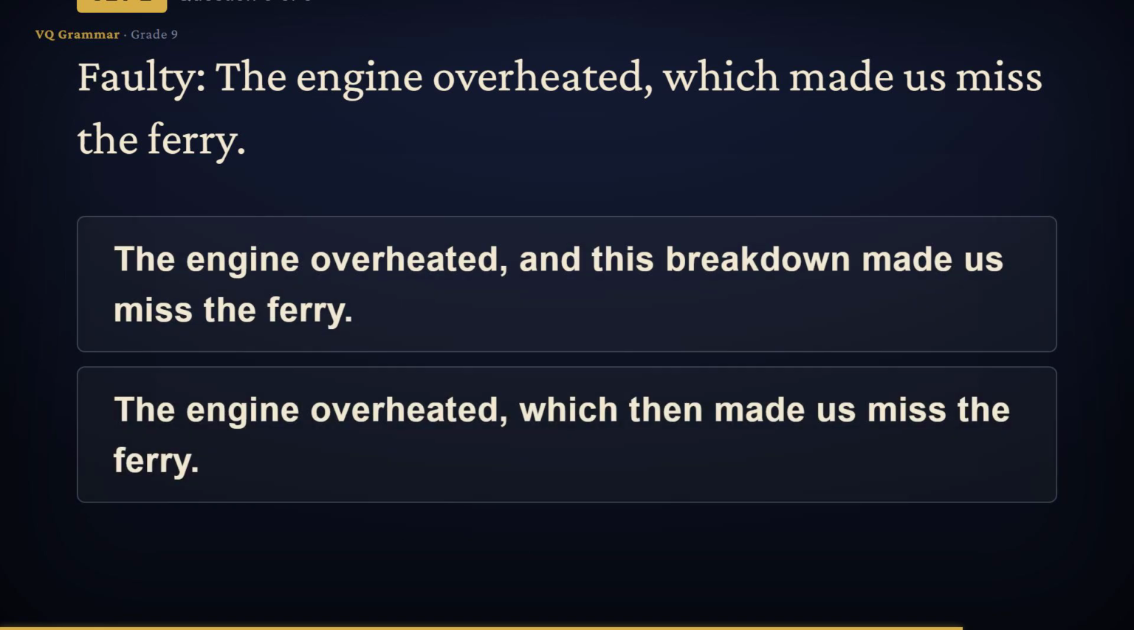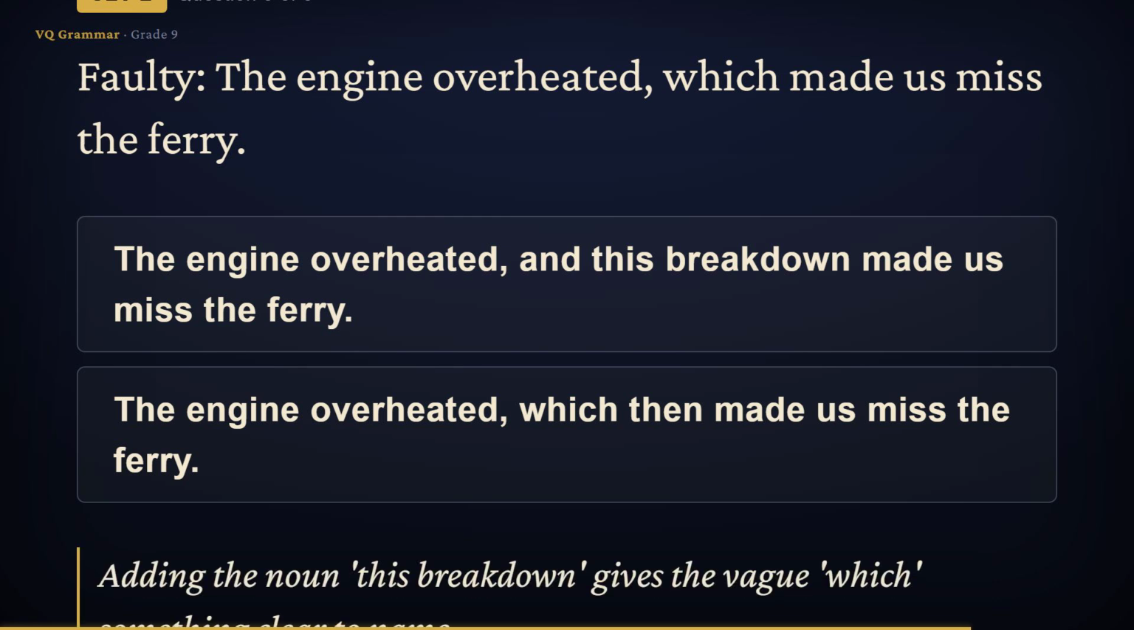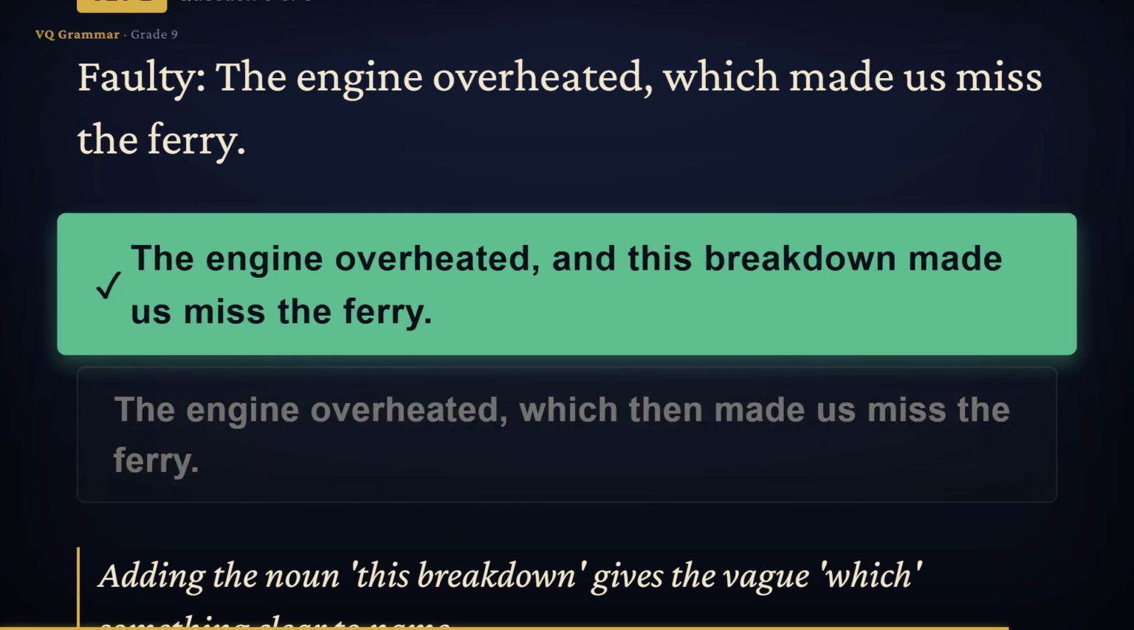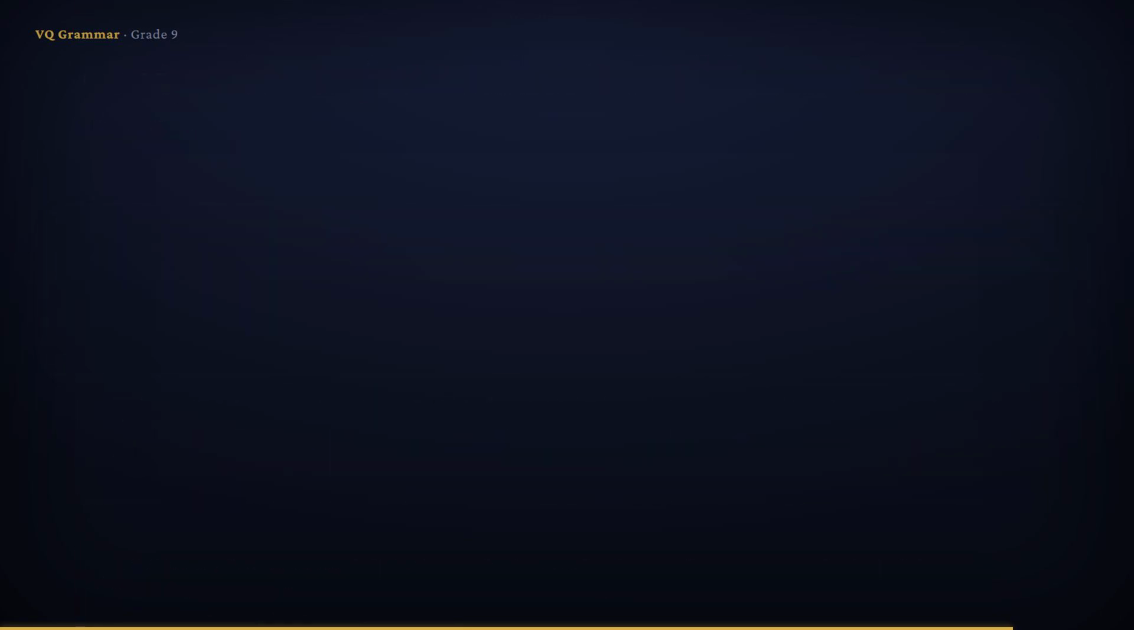The engine overheated, which made us miss the ferry. That which is vague, there's no single noun it names. The second revision just adds the word then, but the vague which is still sitting there. The first revision replaces it with a real noun, this breakdown, which points to something solid. So the answer is the first option.